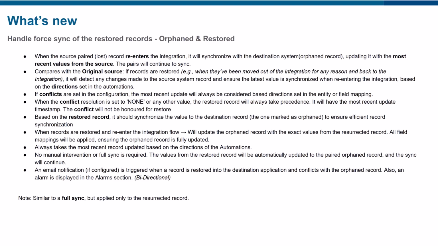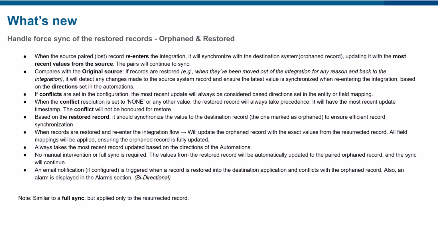record that enters into the integration, say that it is orphaned, and once you orphaned it, the record is moved out or it lost its pair, the record is actually getting orphaned, and now you're pulling back the lost record or the deleted record, you're getting into the integration, which means a record gets synchronized, and once a record gets restored, the pair should continue to work.